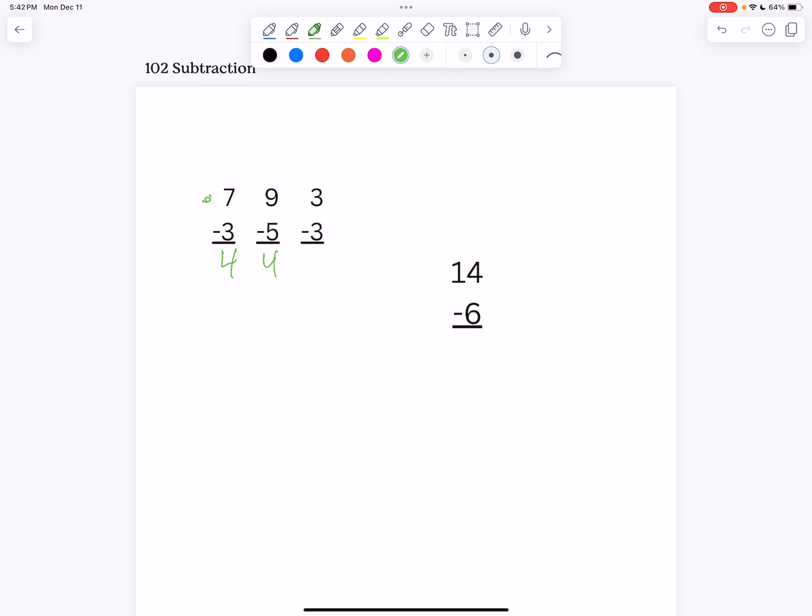If you have 3 and you take away 3, that means you take away all that you have. You're left with nothing. 0. 0 has no value. 0 means nothing. It's only used as a placeholder.